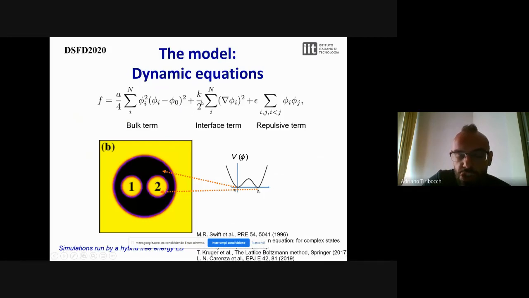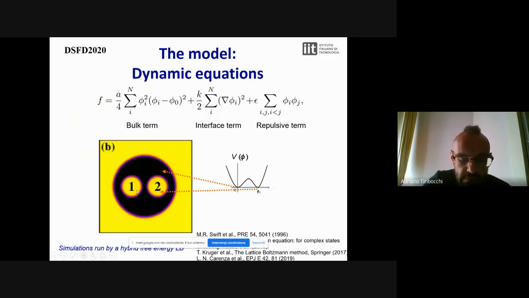Then you have a further term, which is the interfacial term, describing the energetic cost due to the presence of the interfaces in the system, which depends on the gradient of phi. And then you have a final term, which is a repulsive term, mimicking the effect of a sort of surfactant, which prevents coalescence of droplets. If epsilon is zero, of course, droplets approaching closely would coalesce, whereas if this is non-zero and sufficiently high, there would be no merging.